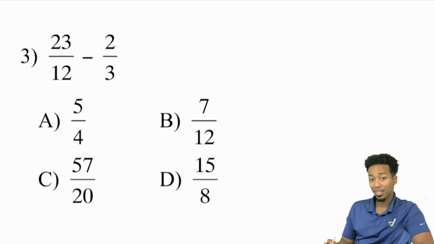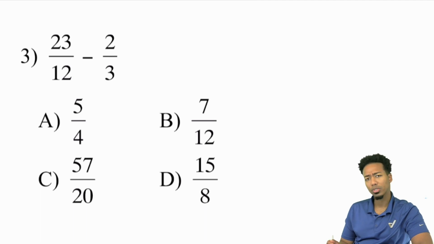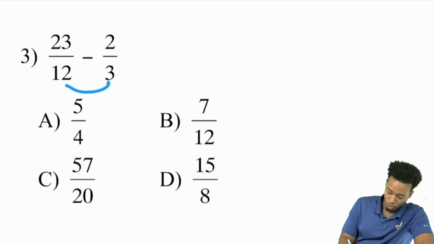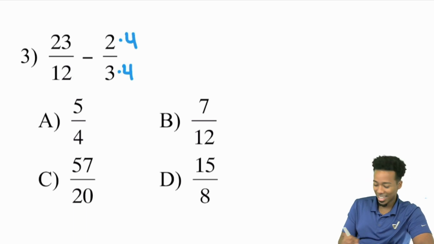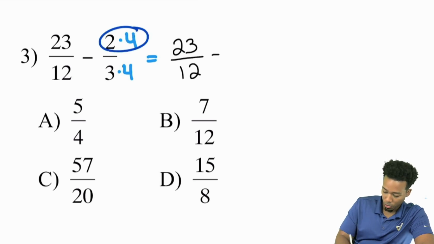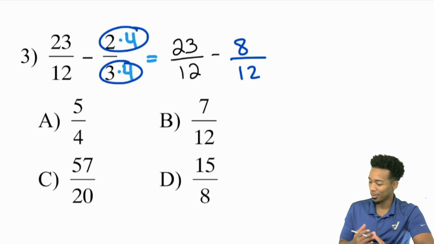Well, in this case, again, just like the other ones, conveniently, we don't have to change both of the fractions. Here we only have to change one. Because I can tell you that 3 can go into 12, and that's going to be a times 4 relationship. So what I'm going to do is multiply the top and the bottom by 4 here, turning this into the same 23 over 12 minus 2 times 4 is going to be 8, 3 times 4 is going to be 12.